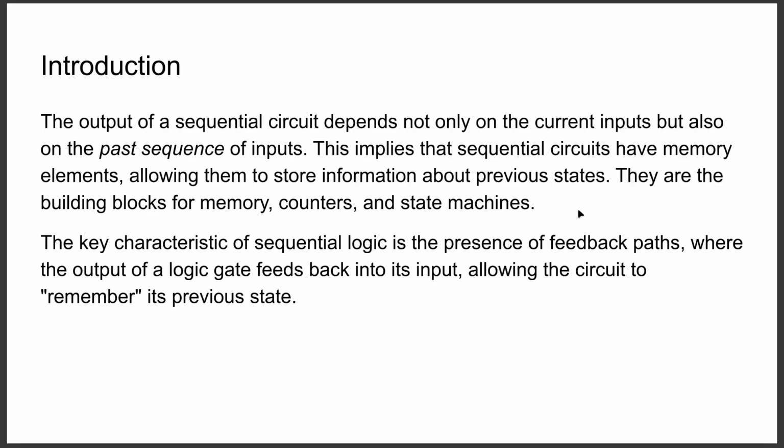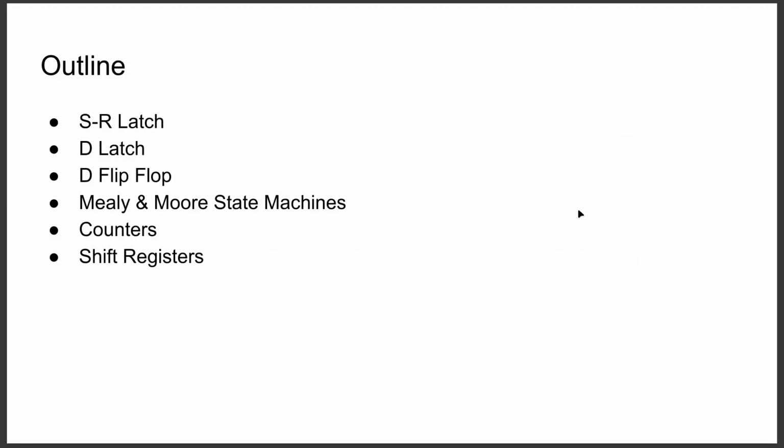So in this lecture, the introduction: the output of a sequential circuit depends not only on the current inputs, but also on the past sequence of inputs. This implies that sequential circuits have memory elements, allowing them to store information about previous states. They are the building blocks for memory, counters, and state machines. The key characteristic of sequential logic is the presence of feedback paths, where the output of a logic gate feeds back into its input, allowing the circuit to remember its previous state.